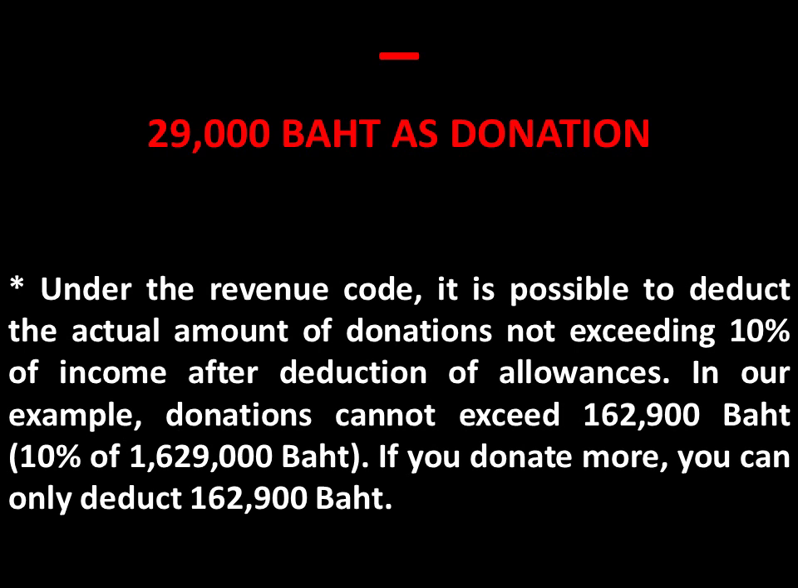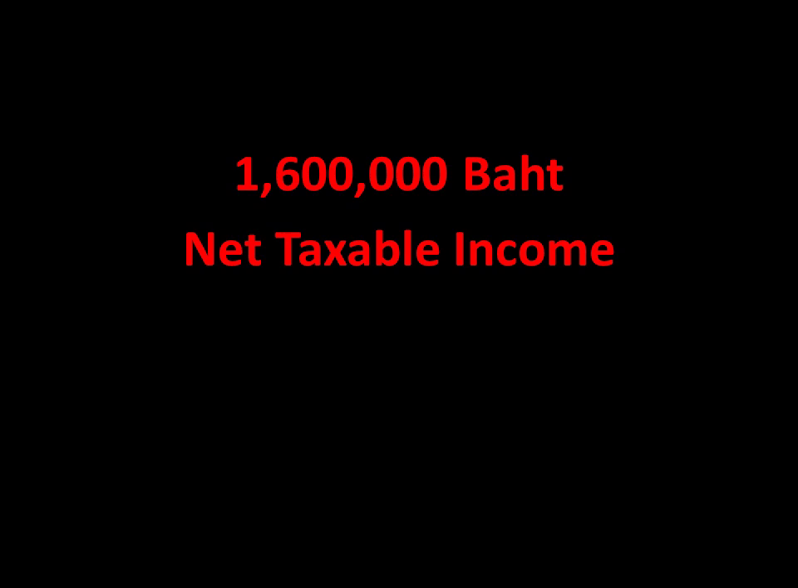So after you deduct the allowance, you need to calculate how much is the balance, and then you deduct donations. The amount of money that you deduct for donations cannot exceed 10% of your balance. In this case, we don't have any problem because the donation is only 29,000 baht. So you deduct this amount of money and you will have, as a result, 1,600,000 baht as net taxable income.